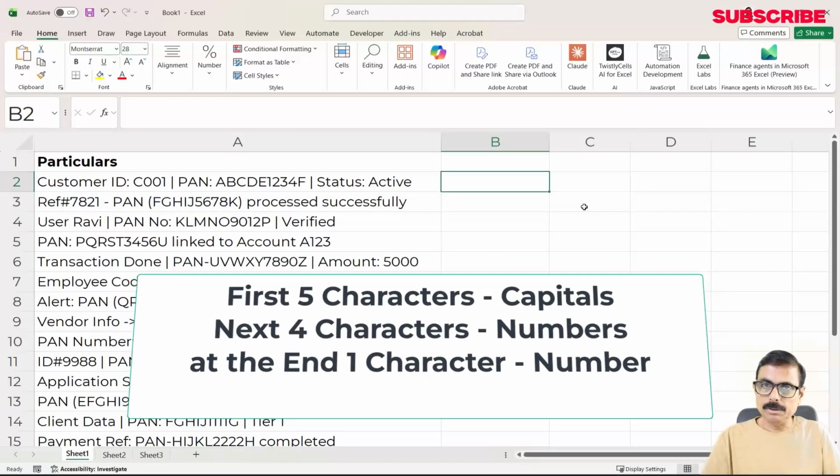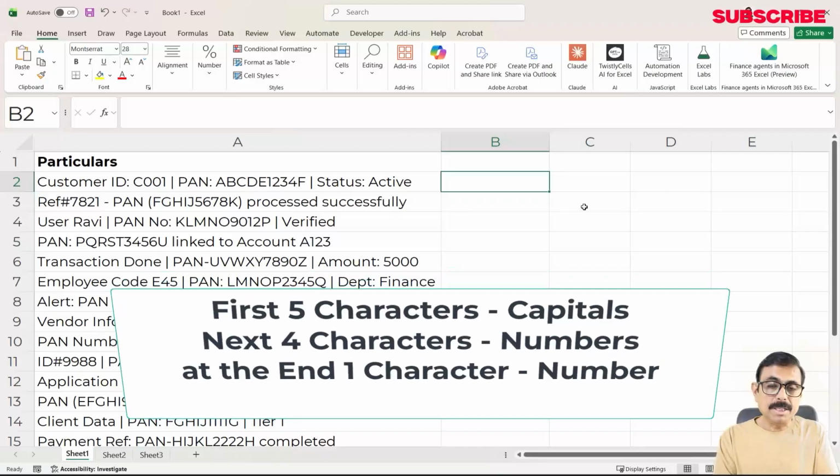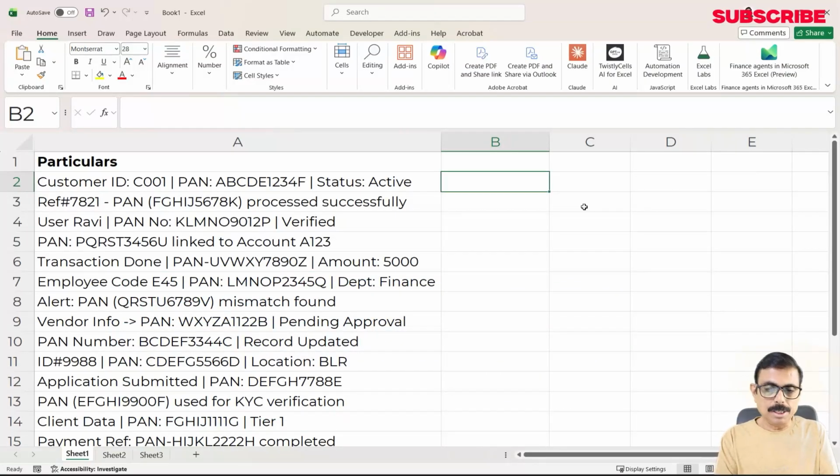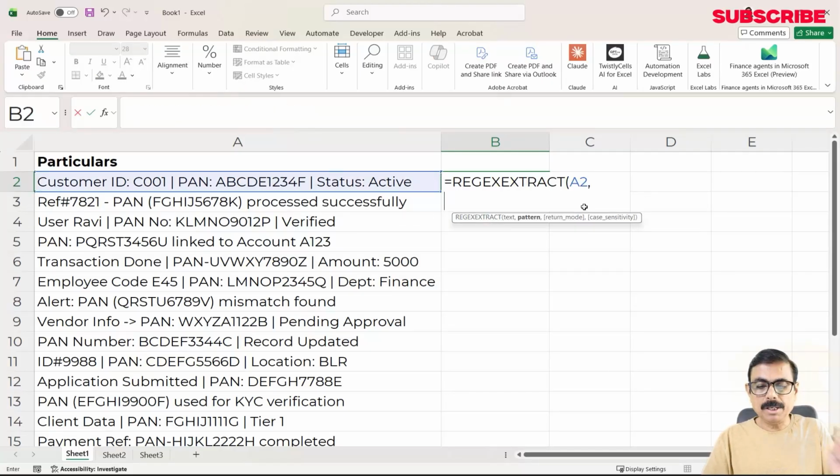So let us start. The formula is also very interesting and very easy. Try to understand it and attempt it on your data if you have such data. Otherwise, use the same sample data and try it. So I need to start with the regular expression. Select the cell. Then let me write the formula.